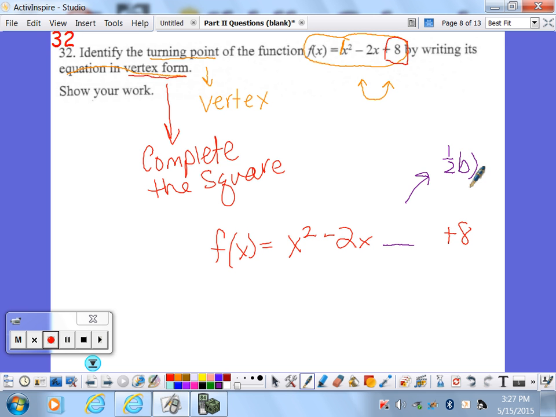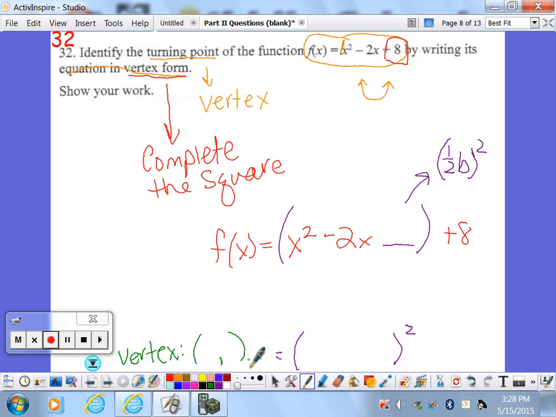Half of b, then square it. You will find that missing number and put it here, and you'll do the opposite over here. Okay? In the end, you should get something that looks like this. A perfect square binomial with your constant over here. This is your vertex form. Once it's in this form, you should be able to state the vertex, so don't forget to do that. Remember that you should be stating an ordered pair.